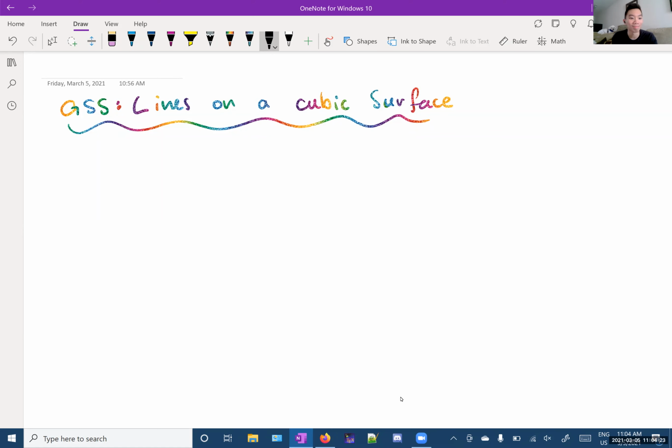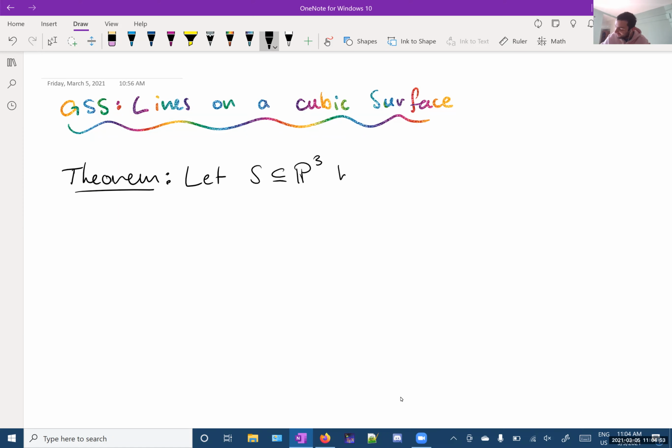Okay. So today I want to present to you guys, not really a proof, but more like the ideas contained in the proof of this really nice theorem that's in algebraic geometry. So let's write down the theorem. Let S be a smooth projective surface. I'll define all of these words eventually. Be a smooth cubic surface in P3.